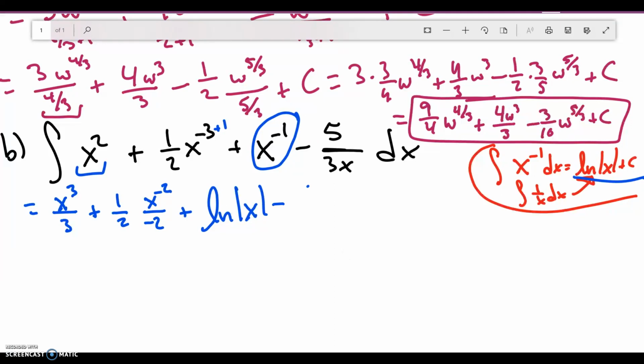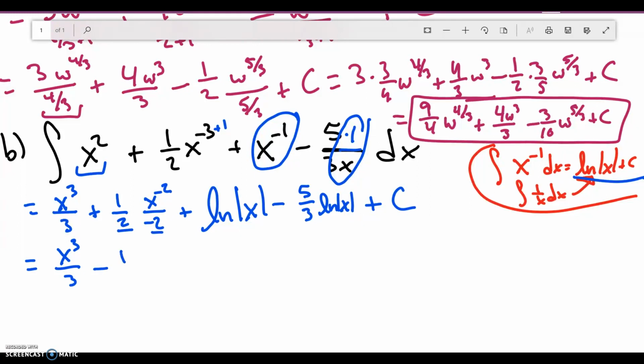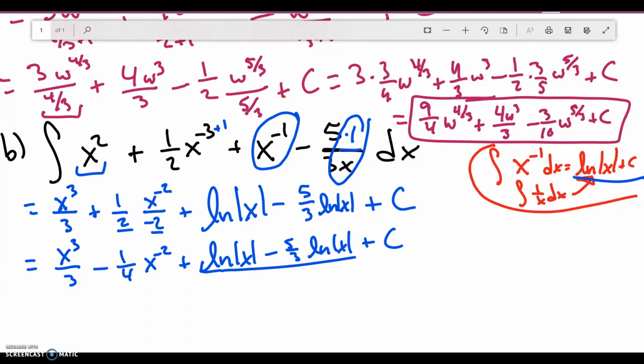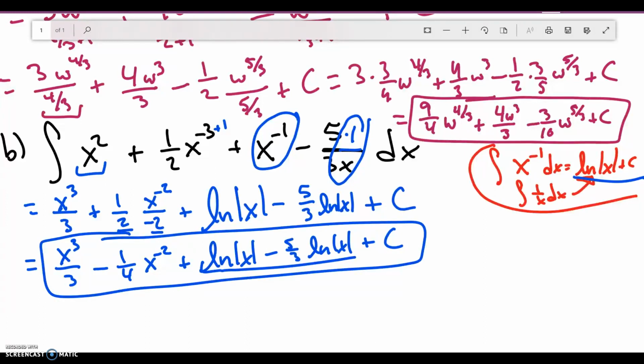Minus, so this one is going to be 5/3. But remember, I can write this as times 1, so you technically have a 1 over x there. This is also another ln of absolute value of x. And then at the end, plus c. So you have to watch out for those little things. So let me clean this up. This is going to be x cubed over 3. This is going to multiply together to get a minus 1/4 x to the -2 plus ln of absolute value of x minus 5/3 ln of absolute value of x plus c. You can finish it up here. This is fine. You can combine the ln's and you can make this to the bottom, but this will be sufficient. I will be okay with this.